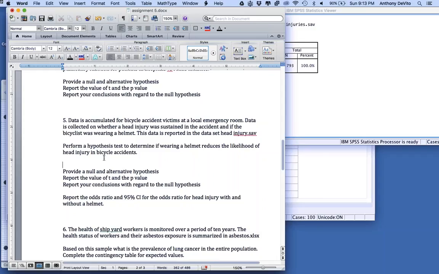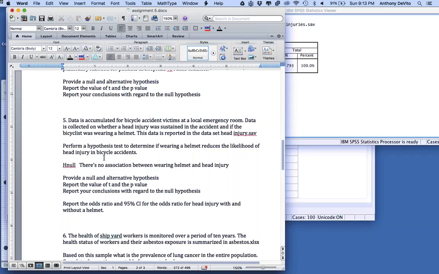I might phrase it a little bit differently to make it a little bit more general. I might say H null, my null hypothesis would be that there's no association between wearing a helmet and head injury. I like that because it starts out with the assumption that it doesn't matter if you're wearing a helmet or you are wearing a helmet.